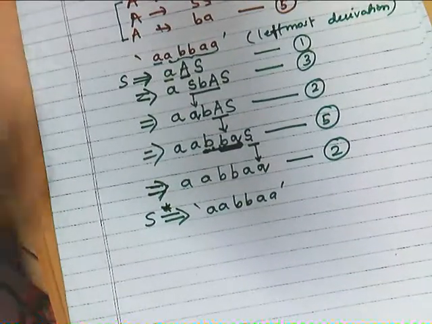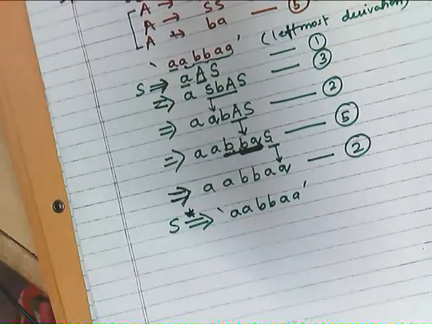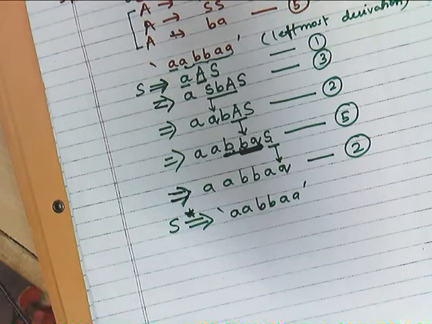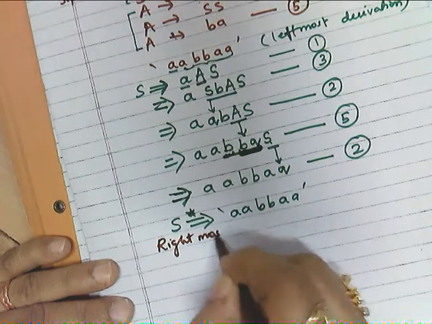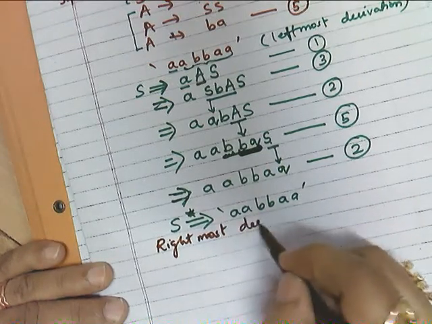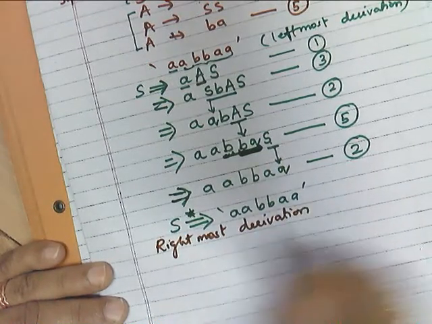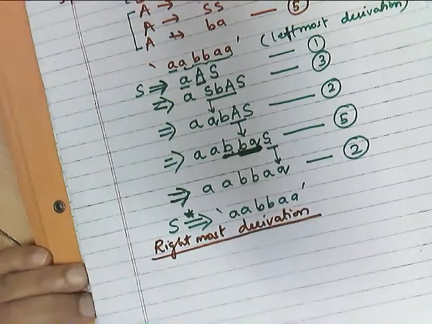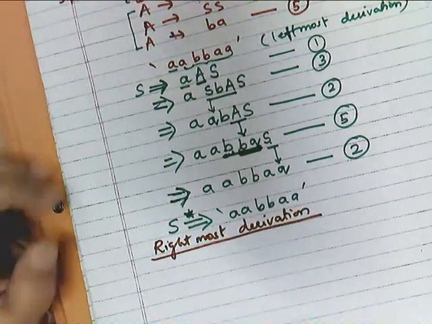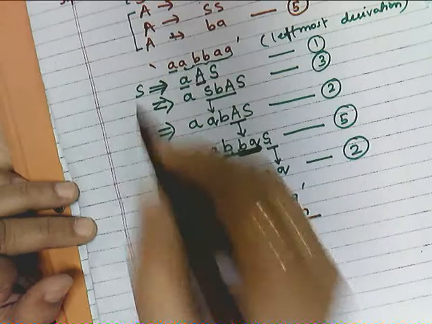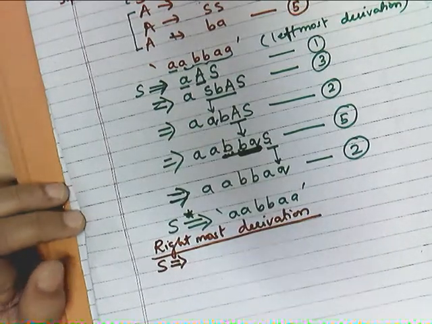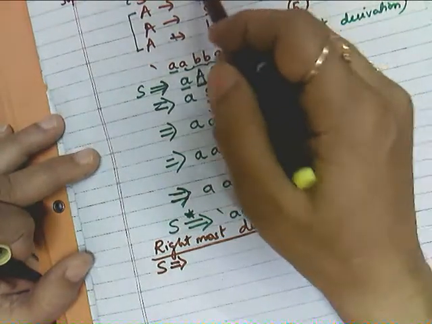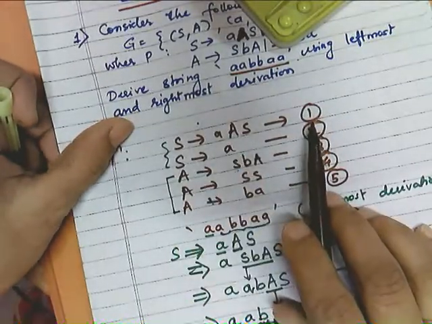Similarly, now we want to apply the rightmost derivation. So for rightmost derivation we will be writing again the derivation process. So very first, as usual, as I have told you, S produces. Now which rule do we need to use out of this? So again the choice is the same, that is we need to use the rule 1.